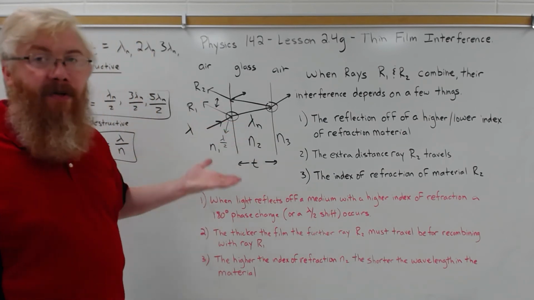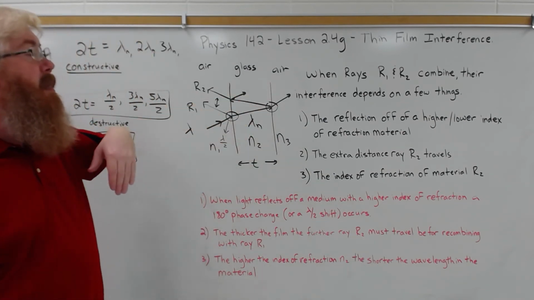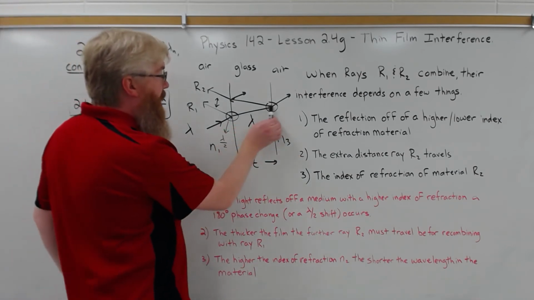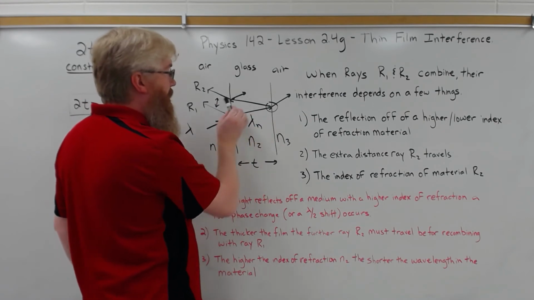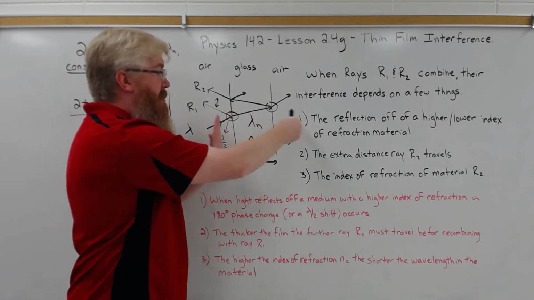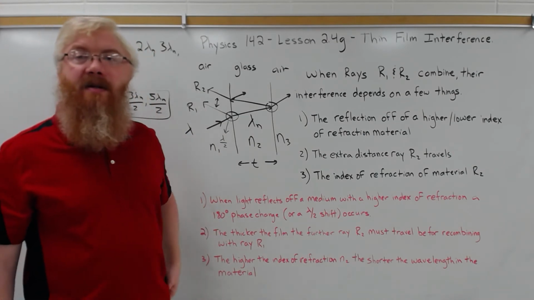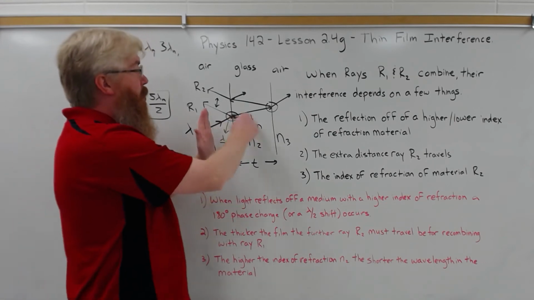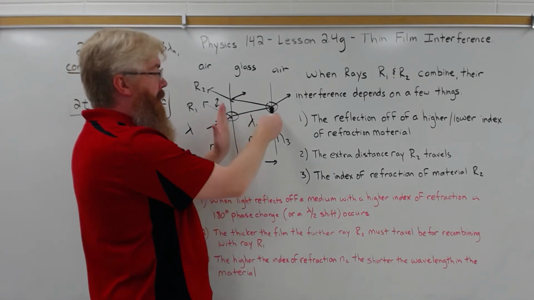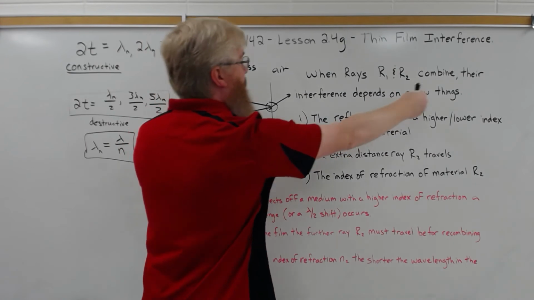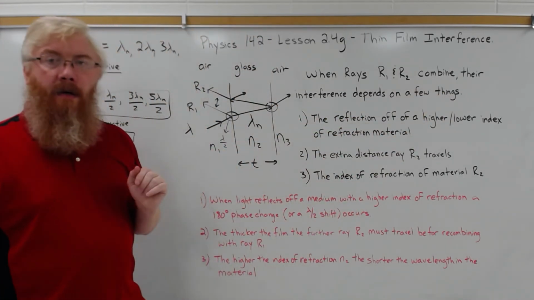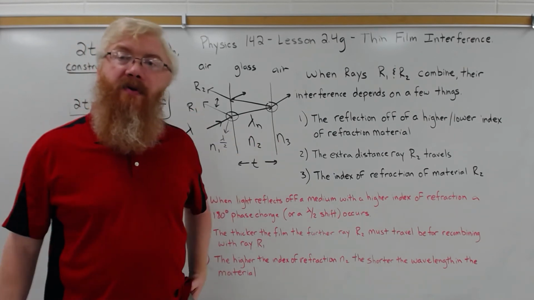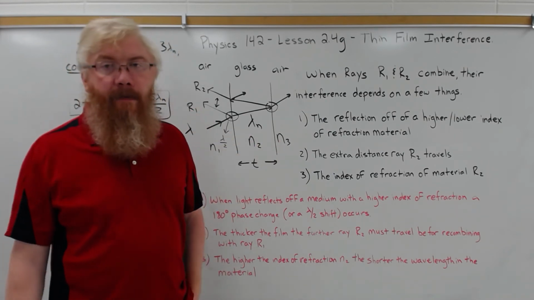However, the thickness is not 0. So there's other things that can create interference changes. Number 2, the extra distance ray R2 travels. So this extra distance, basically twice the thickness. If I change the thickness, hopefully you can see that I can change the length that ray 2 has to go before it meets back up with ray 1. I can make it 1 full wavelength, or I can make it 1.5 wavelengths, or 2 wavelengths, or 2.5, or 3 wavelengths. So by changing the thickness of the material, I can also change whether you get constructive or destructive interference, or something in between.